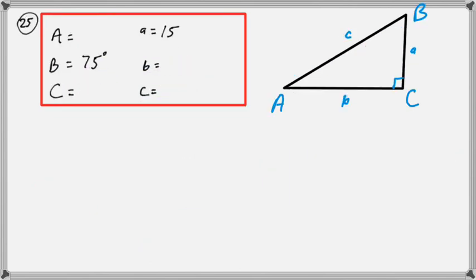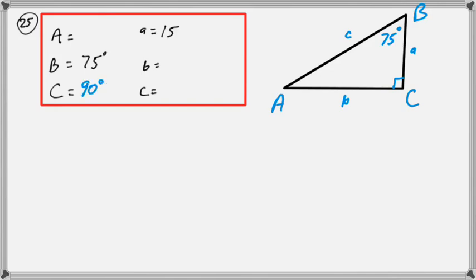Now, on to 25. They give us two pieces of information. I have to draw it. Okay, maybe you're better than me, but I kind of have to draw these out. Angle B is 75 degrees. So I'm going to call angle B 75 degrees. I know angle C is 90.